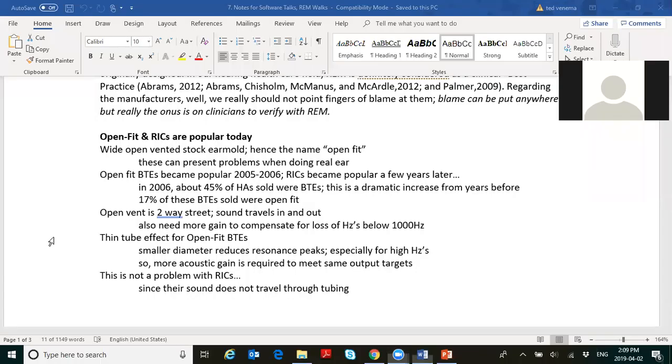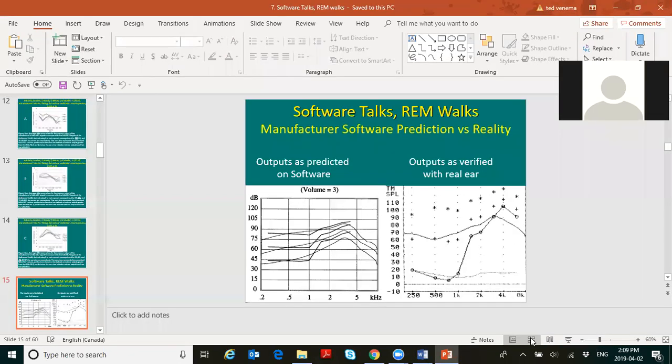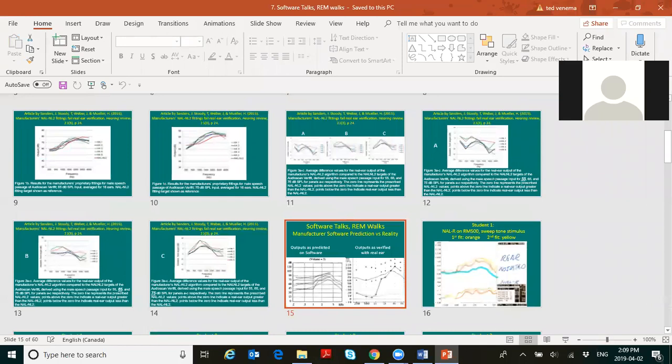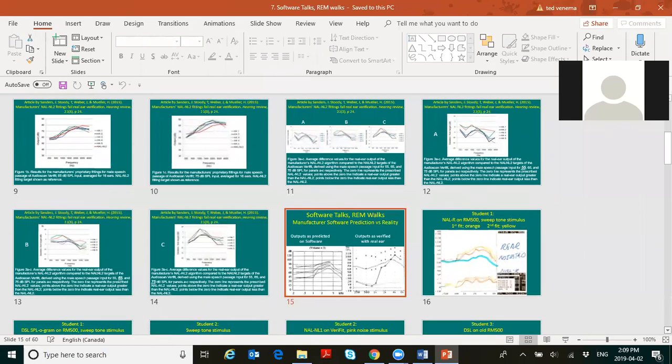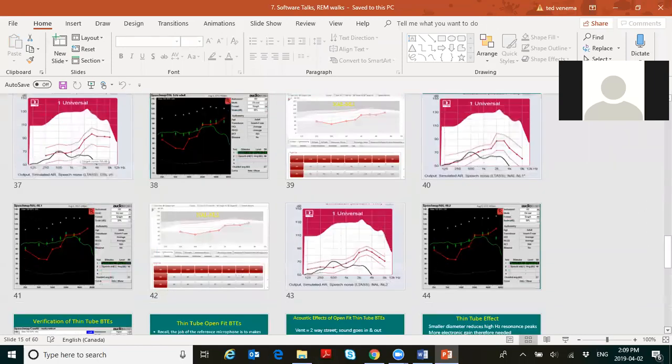Thin tube effect for open fit BTEs. So let's just see if I've got a picture of that in our good old notes. You'll notice I'm skipping slides now in the PowerPoint. I'm jumping from slide 15, and I'm going way down. Let's see where we go.